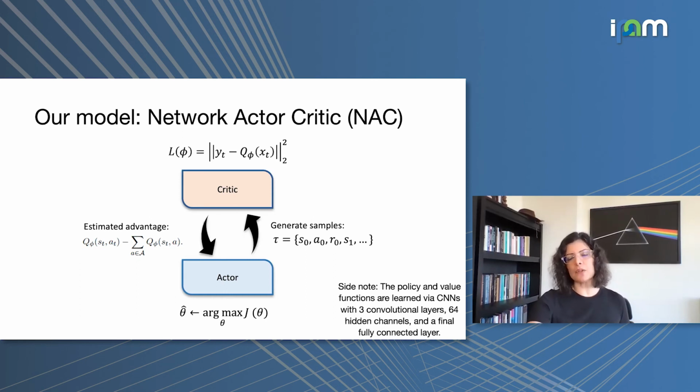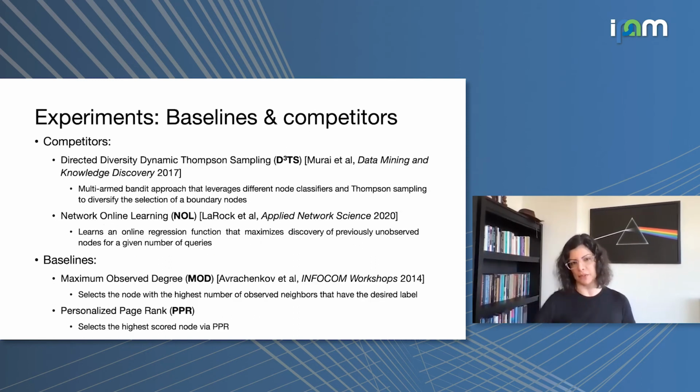And just as a side note, for our policy and the value functions, we just use a CNN with 3 convolutional layers and 64 hidden channels and a final fully connected layer. The goal here was not, oh, let me try GCNs and GATs and so on and so forth, right? The goal was, okay, is this even doable? We can extend to those later.